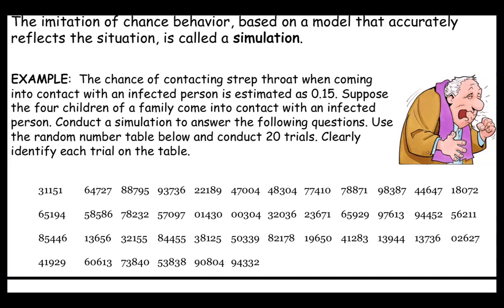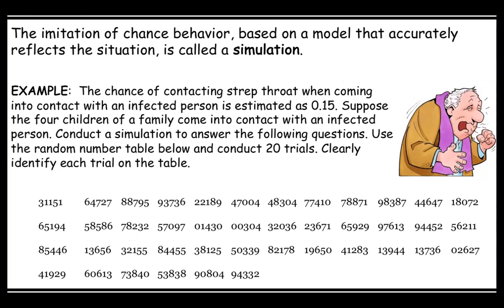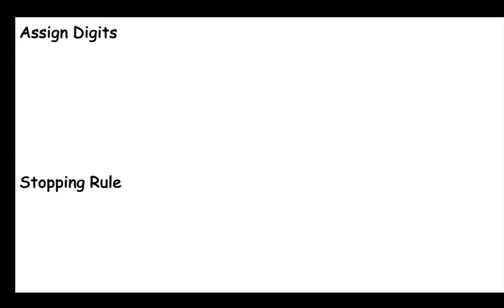Probably better to do it that way because I don't want to have to do 3 digits at a time, because then there's going to be a lot of numbers outside the range. Okay, so let's explain this down in the assigning digits part.